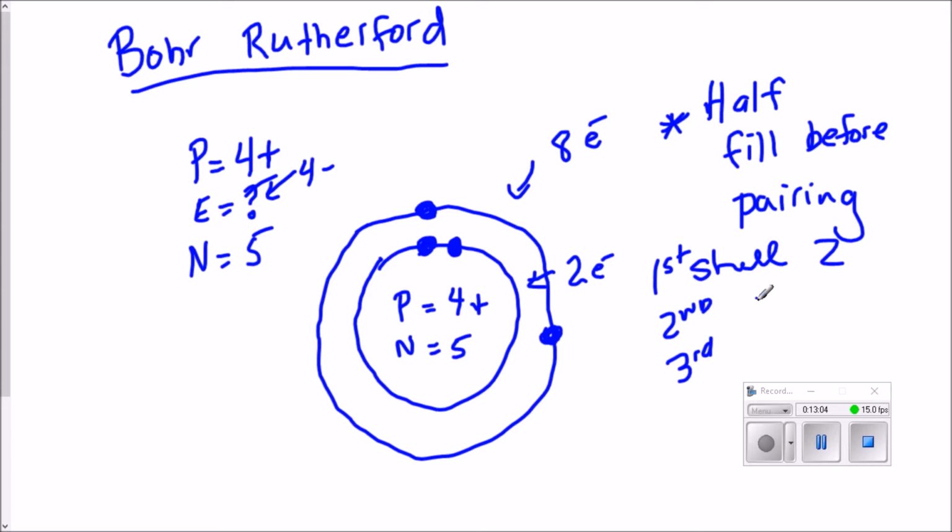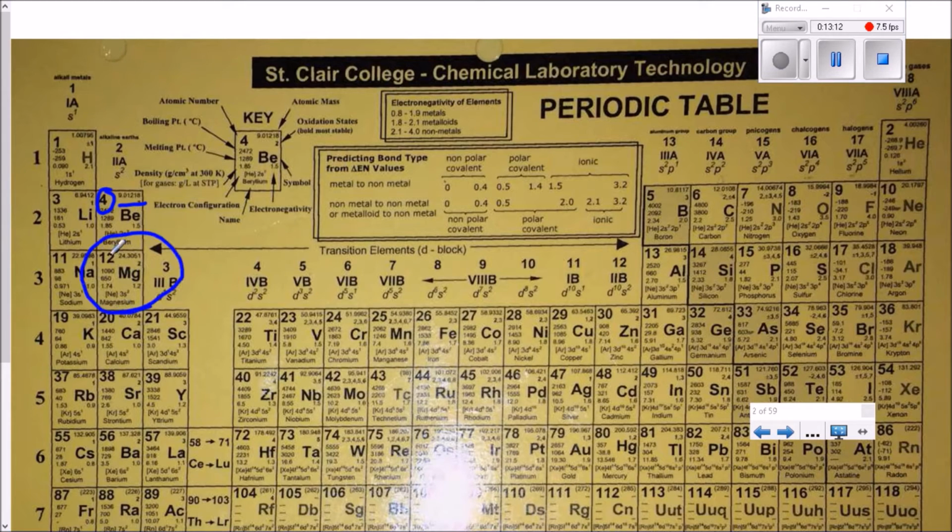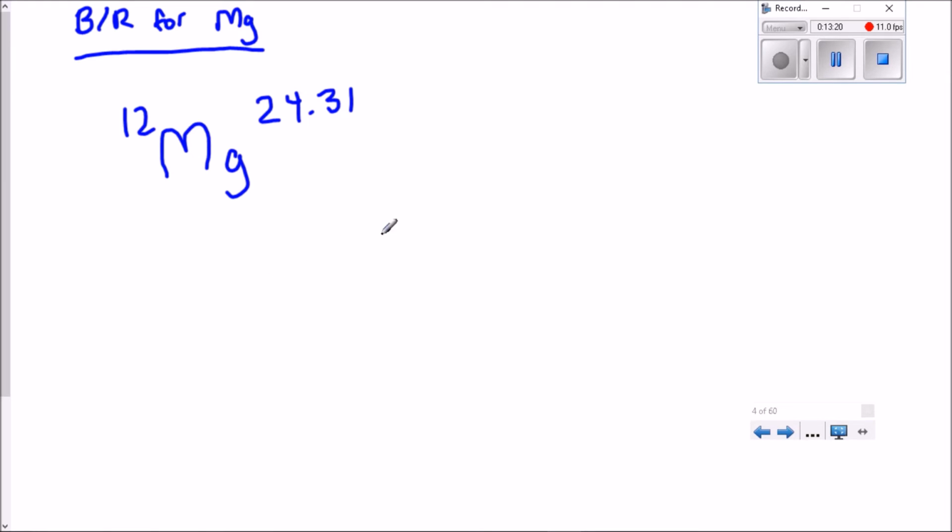So let's draw magnesium. When we look at magnesium, we can see that we have 2 numbers. We have a 12 and a 24.31. Let's draw a Bohr-Rutherford for magnesium now. To draw a Bohr-Rutherford, we have to determine the amount of protons, electrons, and neutrons that exist in our atom. So we look here, we see 12. That means I have an atomic number of 12.